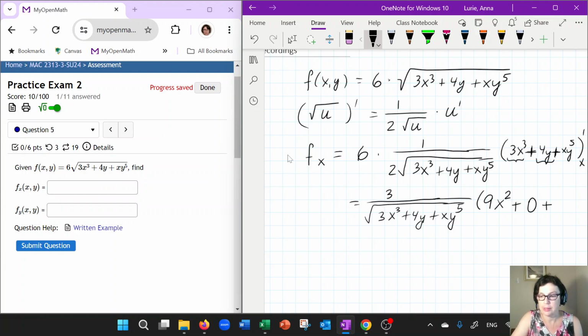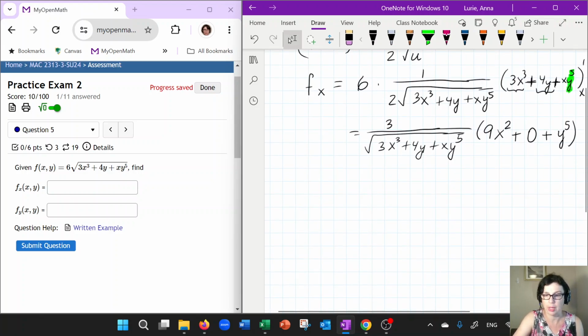Okay, plus, now we have x, y to the 5. So we are taking the derivative with respect to x. We are treating y to the 5 as a number. So whenever the number is multiplied by the function, we just keep it. So we're not going to drop it. We're going to keep that y to the 5. And then derivative of x is just 1. So that's your answer. That's going to be the partial derivative with respect to x.